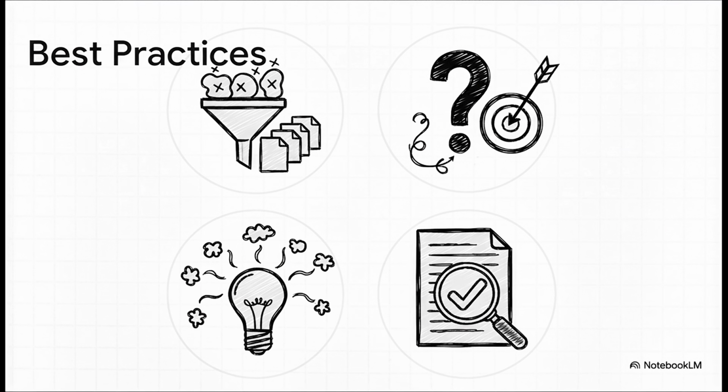First up, choose your sources carefully. Remember, the AI is only as smart as the info you give it. Garbage in, garbage out, right? Second, ask clear, specific questions to get the best answers. Third, don't be afraid to experiment. Ask for a pro-con list or a comparison or a new format. And finally, always bring your own brain to the party. Use your expertise to review and verify what it gives you.